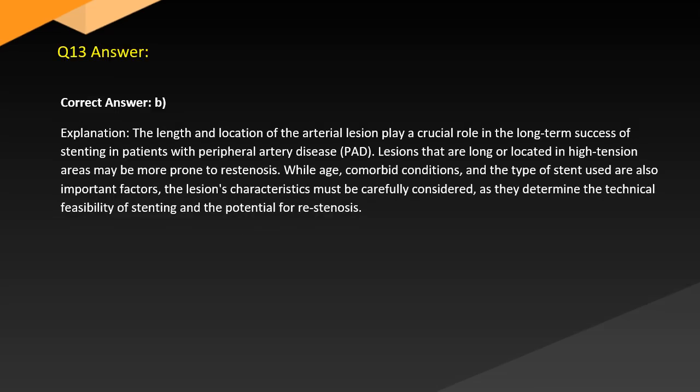Answer. Correct answer: B. Explanation. The length and location of the arterial lesion play a crucial role in the long-term success of stenting in patients with peripheral artery disease (PAD). Lesions that are long or located in high-tension areas may be more prone to restenosis, while age, comorbid conditions, and the type of stent used are also important factors. The lesion's characteristics must be carefully considered as they determine the technical feasibility of stenting and the potential for restenosis.